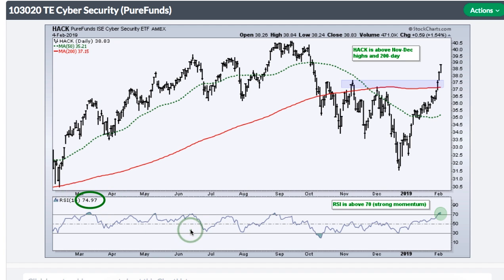So RSI is like 75 here for HACK. It's got the highest RSI of these 5 ETFs. So it is clearly the leader as far as momentum is concerned. And you can see during this December decline, RSI did not become oversold. It touched 30, but it didn't go below 30. So HACK is clearly leading. And you say, well, my gosh, HACK is 31 to 39.